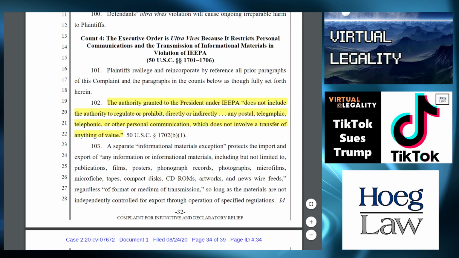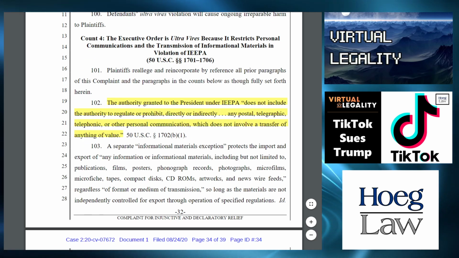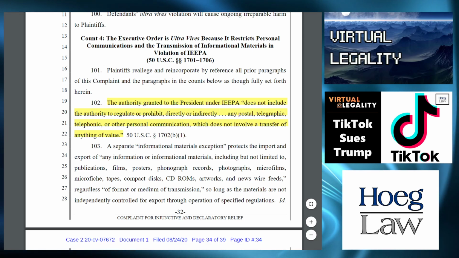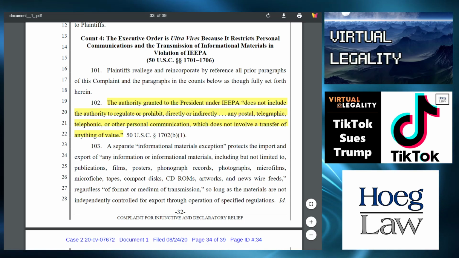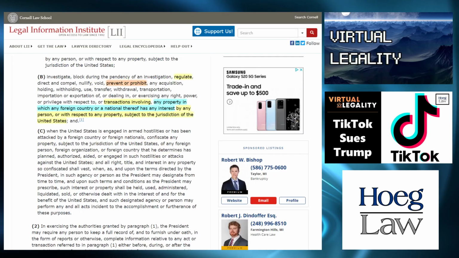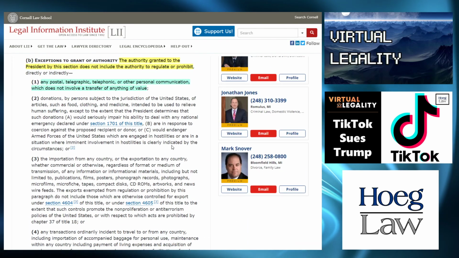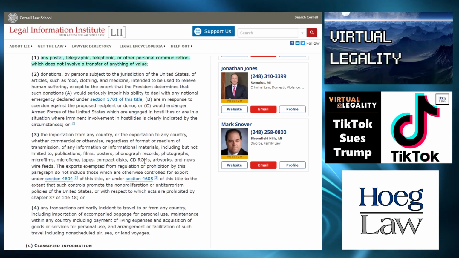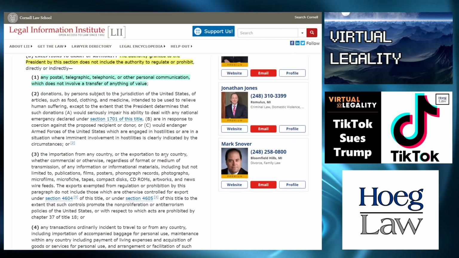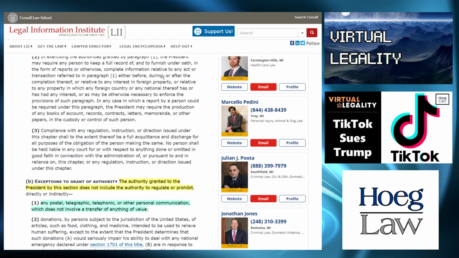Continuing. The executive order is ultra vires because it restricts personal communications and the transmission of informational materials in violation of IEEPA. The authority granted to the president under IEEPA does not include the authority to regulate or prohibit directly or indirectly any postal, telegraphic, telephonic, or other personal communication which does not involve a transfer of anything of value. In fact, we can see that right here. Exceptions to grant of authority. You can't cover anything postal, telegraphic, or various import and export of things like phonograph records, photographs, things along those lines. Those both are excepted from this grant of authority.